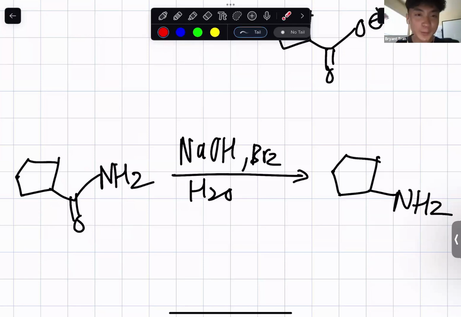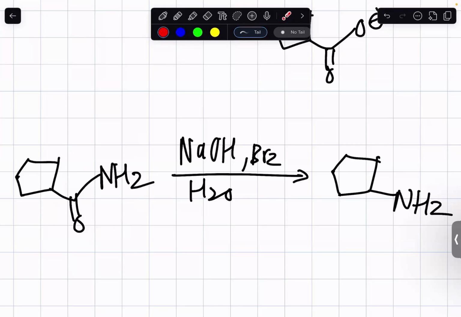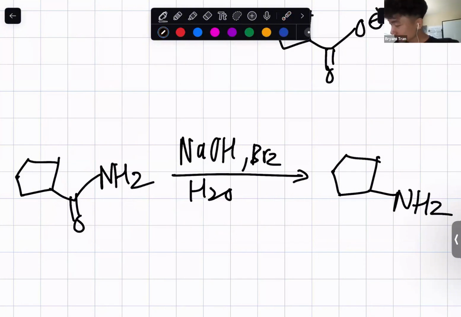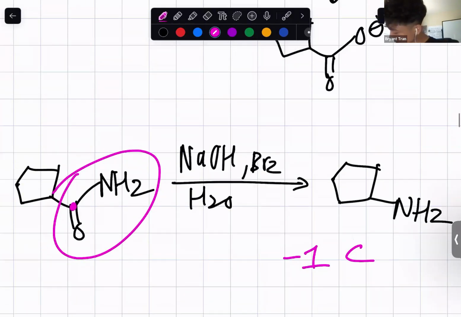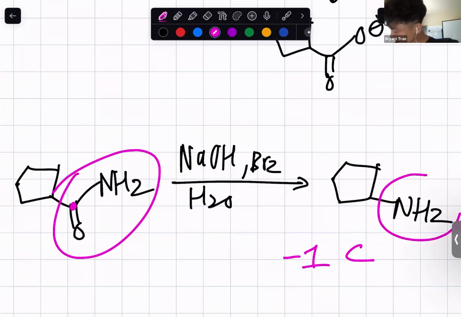And what do you notice about the carbon atoms of the molecule compared to the reactant molecule and the product molecule? What do you notice about the carbon count? It got reduced. Yep. There's one less carbon, so minus one carbon. This carbon here is not there anymore. So the carbonyl is gone. This entire amide got converted into this amine right there.